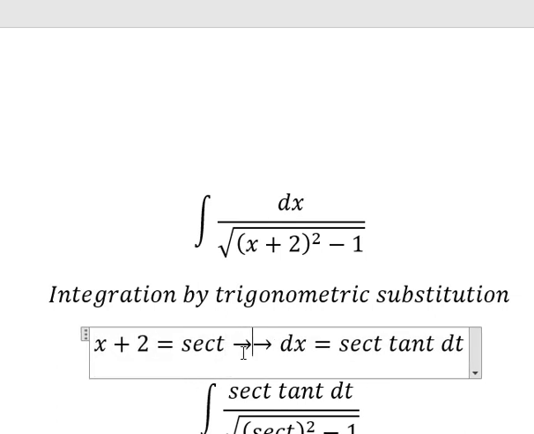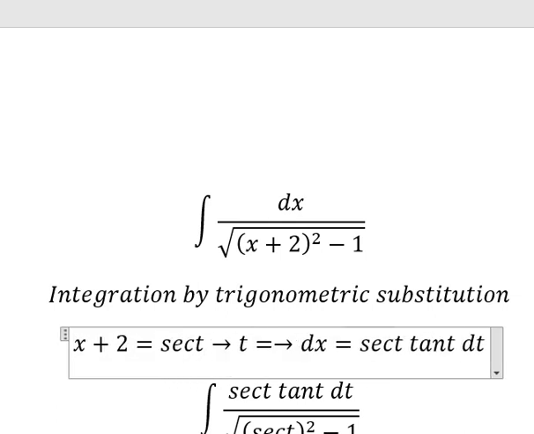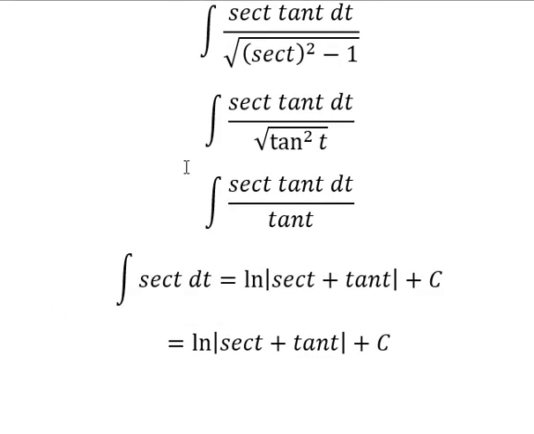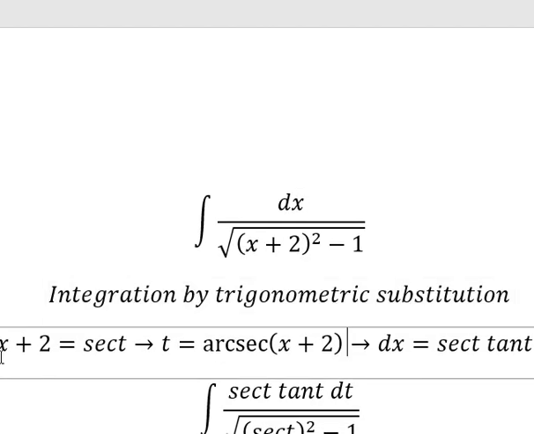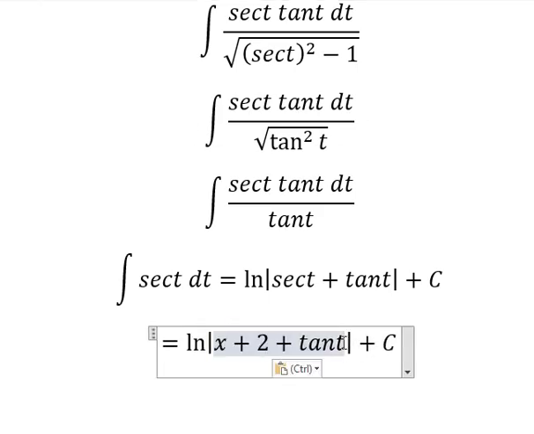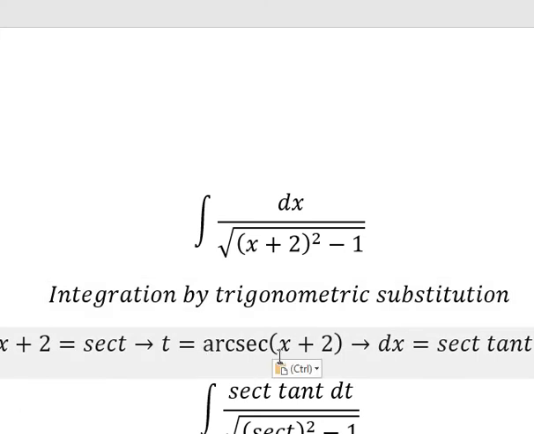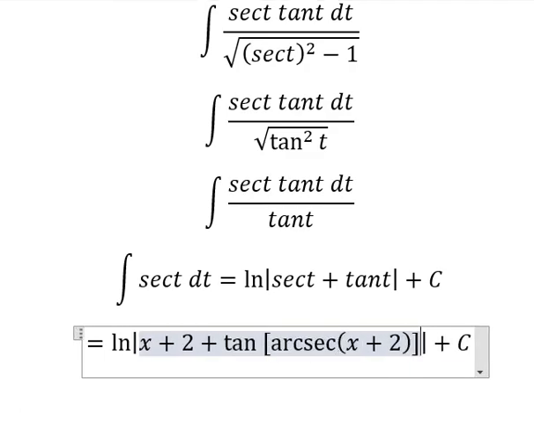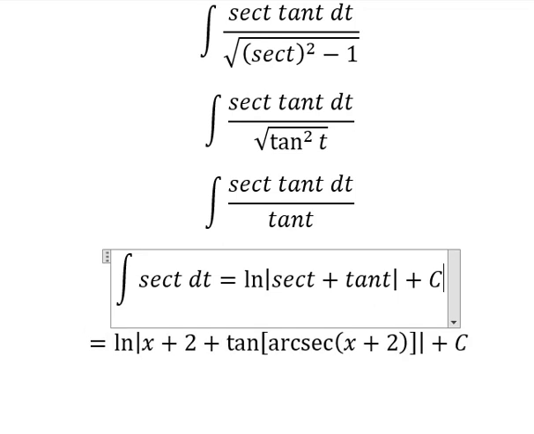So we put t equals secant inverse of x plus 2. So we know that secant of t equals x plus 2. So I will change this one to this one in here. Tan t, we change this one for t. And here is the final answer.